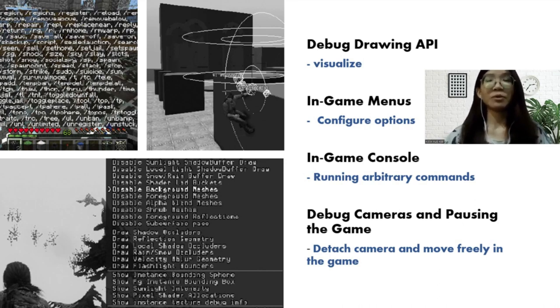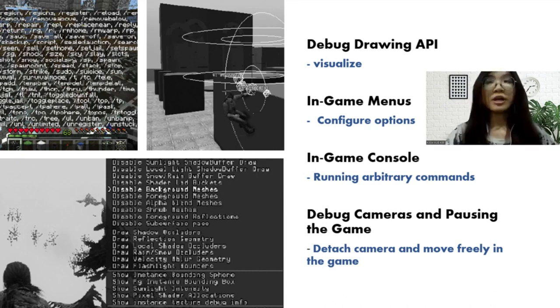Besides, we also have the in-game console. It is an addition to the in-game menu. It provides command line interaction with the game engine features. Therefore, the developer can build and manipulate global engine settings as well as run arbitrary commands. Next, we also need other crucial features to accompany the in-game menu or console system. The first is to detach the camera from the player character and fly around the game, and the second is the ability to pause and unpause the game. Here are some example pictures for the debug drawing API, in-game menus, and in-game console.